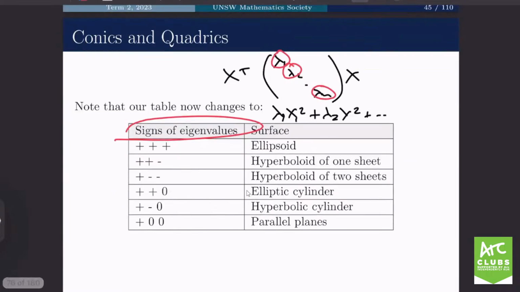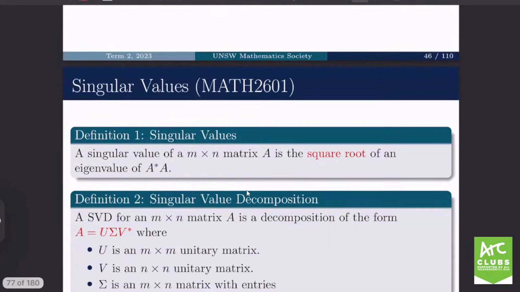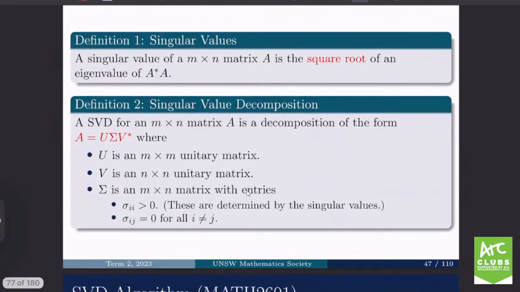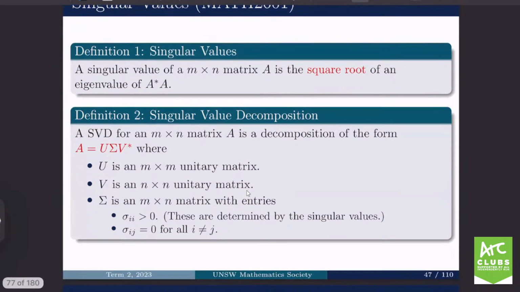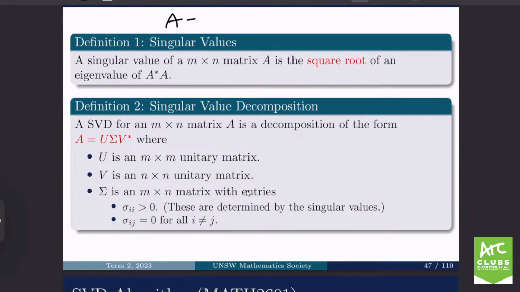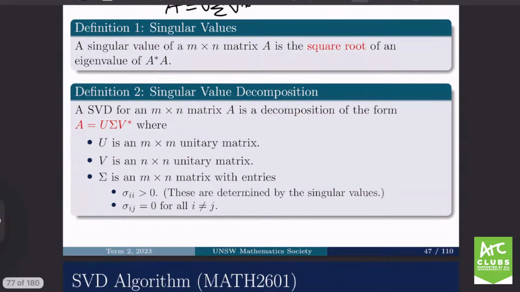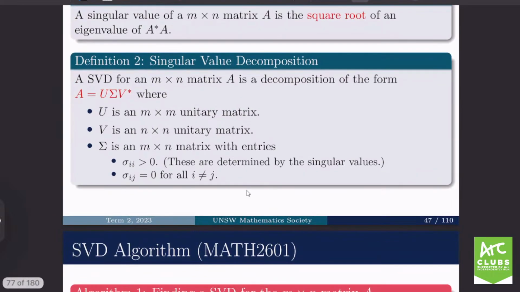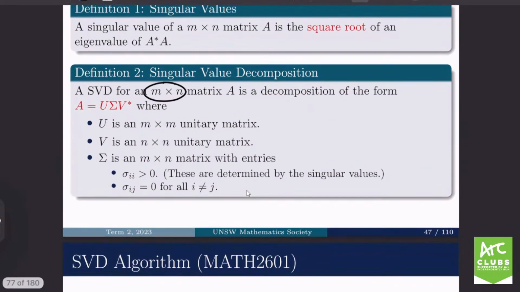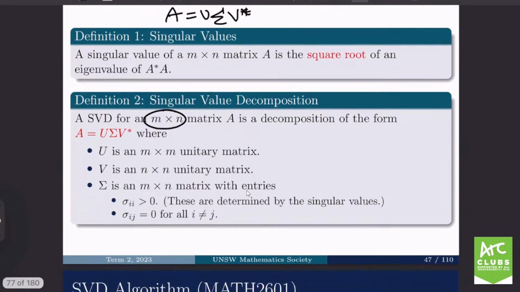Okay, so we're done with this application, and now we'll move on to singular values, which is in Math2601. Before we look at the definition, it's useful because we're taking a matrix A and factorizing it in this form: U sigma V star, where U is an m by m unitary matrix, V is an n by n unitary matrix, and sigma is an m by n matrix with these entries. Keep in mind this is for A an m by n matrix. So given any m by n matrix, we can find a factorized form.